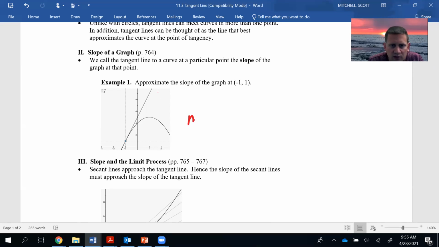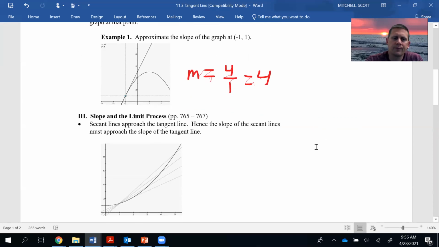So it looks like our slope is equal to, if we start here, this is -1, and it goes from here to here. Looks like it crosses there and touches there. So if we count up 1, 2, 3, 4, and we go over 1, that's a slope of rise over run. And so then my slope is 4. Okay? So that's kind of what we're doing.